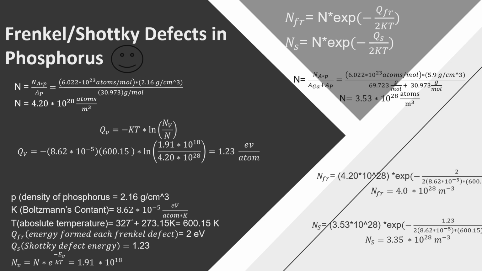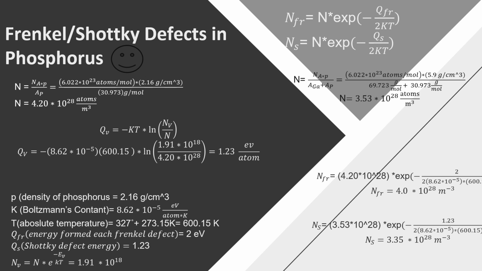We will then use this number of atoms to insert into our equation for Frenkel activation energy. The activation energy of phosphorus is 2 electron volts. Plugging into our equation, we find that there is 4.0 times 10 to the 28 Frenkel defects per meter cubed.